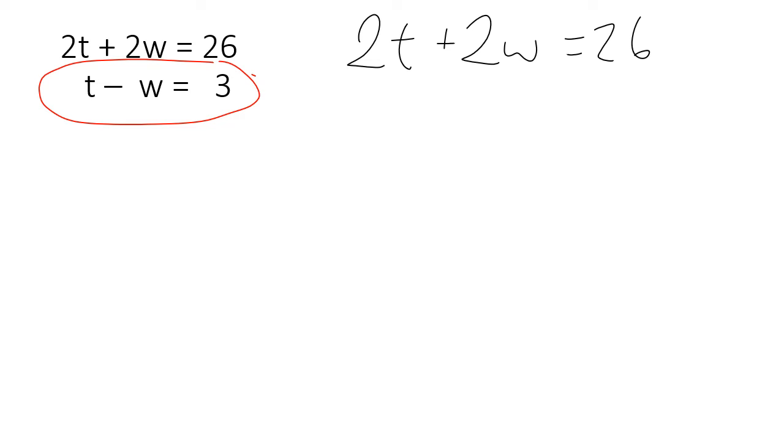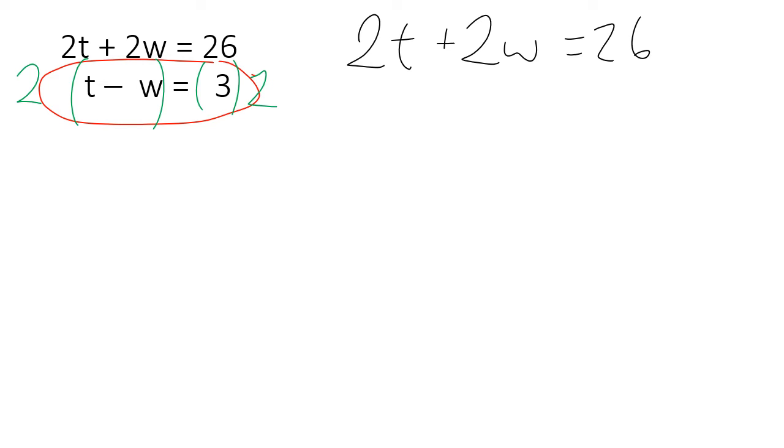So I want to go ahead and get the w's to match so that this t minus w actually has a 2 in front of it. So what I'm going to do is use the property of equality. I'm going to multiply this side of the equation by 2, and I'll multiply this side of the equation by 2. And doing that, as long as I do the same thing to both sides, it keeps it equal.